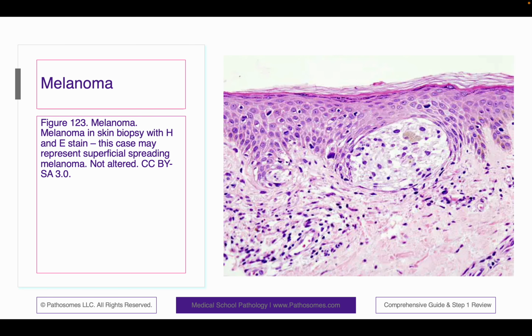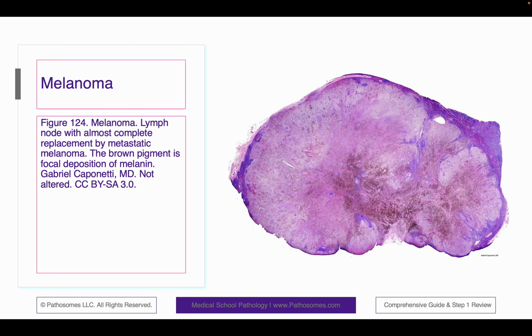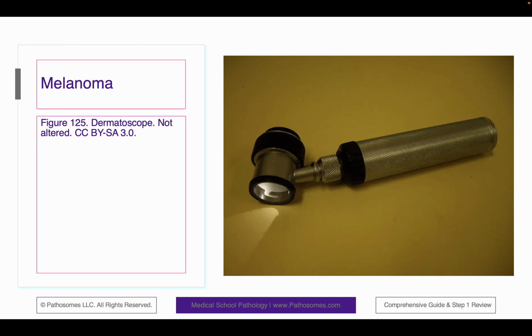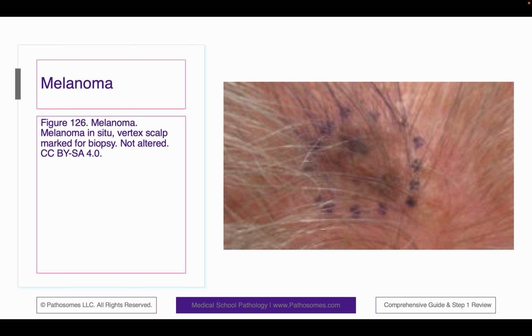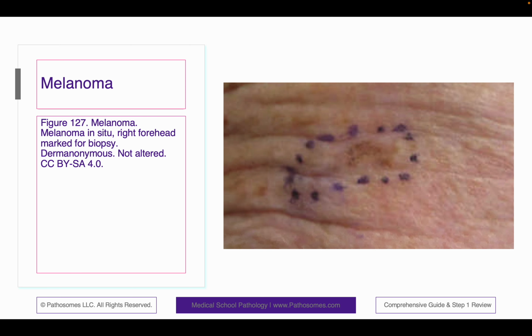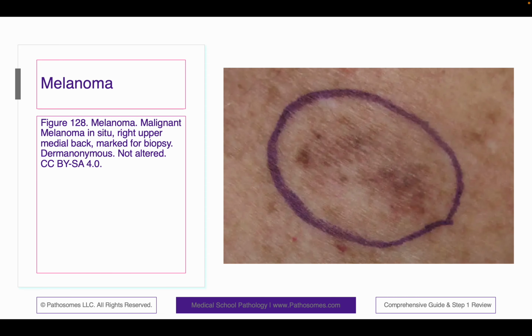Now, this is the histology of melanoma. Can you see that melanocytic nest right about center there? Oh, and look at this melanoma that's metastasized to a lymph node, taken over. What do you need a dermatoscope for? Because you're a future dermatologist? I'm talking to you. Here we have melanoma involving the scalp of a patient marked for biopsy, and melanoma on the right forehead. Use your ABCDEs.